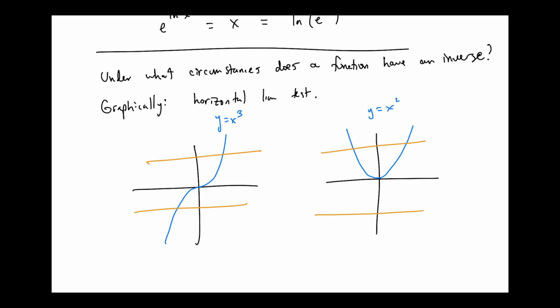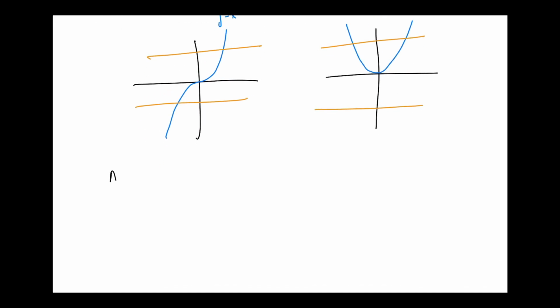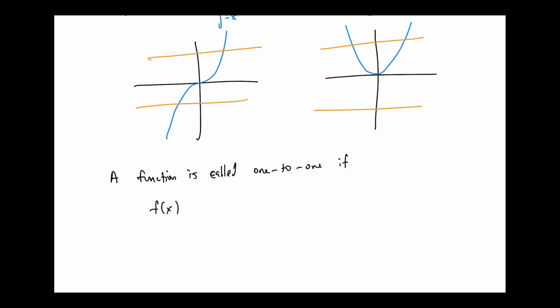Okay, so let's give this the technical, the college definition. A function is called one-to-one if f of x equals f of y implies x equals y. What this means is if you have two points at which the function has the same output, they had to have come from the same input.